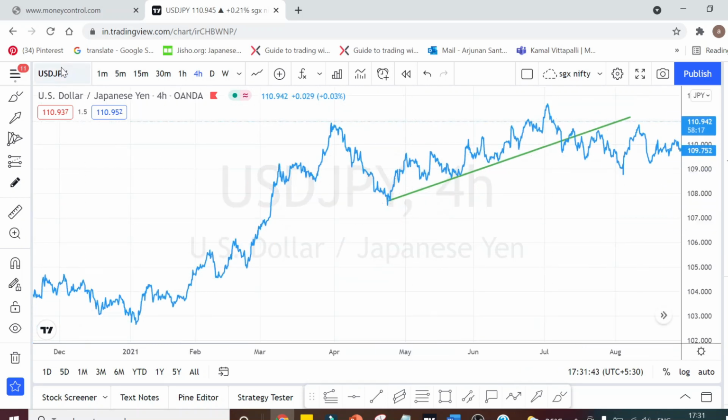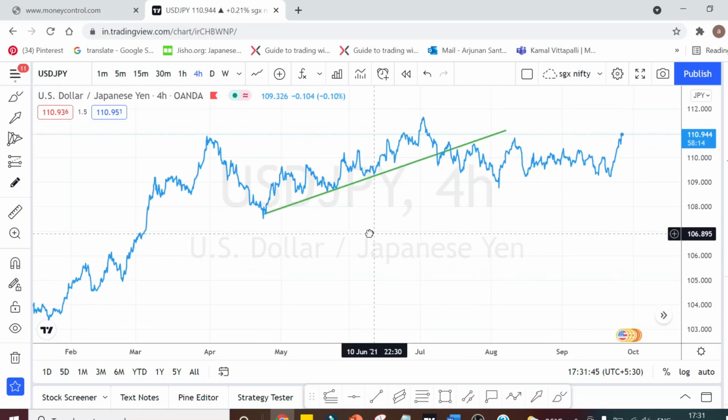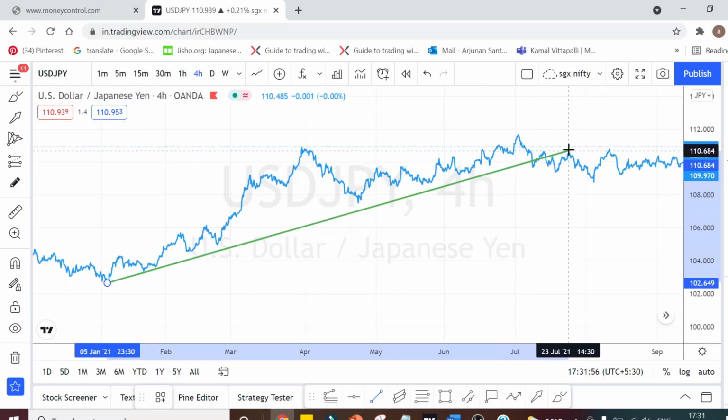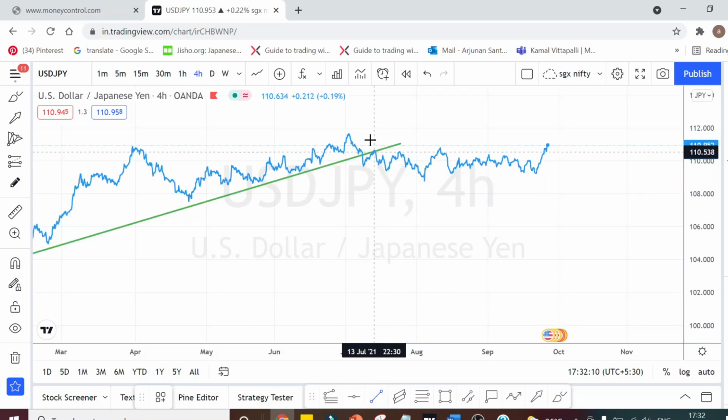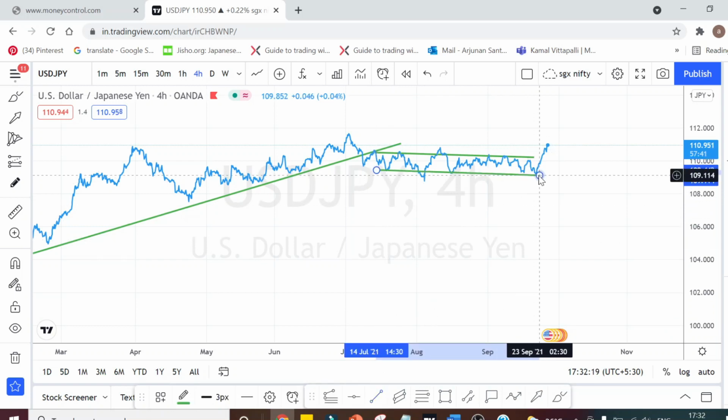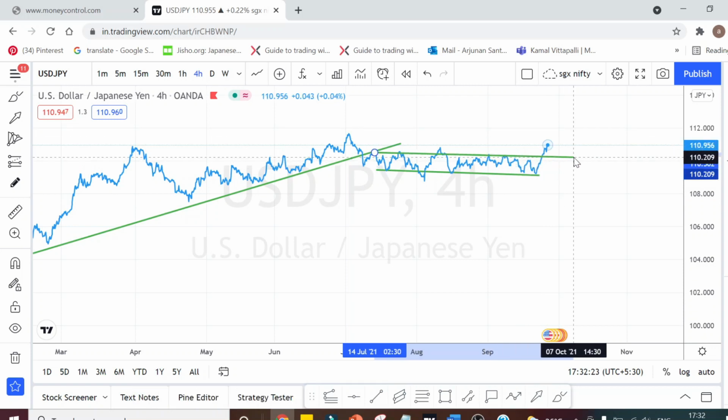I'm on the US dollar JPY 4 hour chart now. You could have noticed that USD JPY was in an uptrend, a continuous uptrend. You can notice that there was a consolidation period. It was just going within the range. Then we can see that it has broken the consolidation period. It has broken this resistance and it has started to move up.